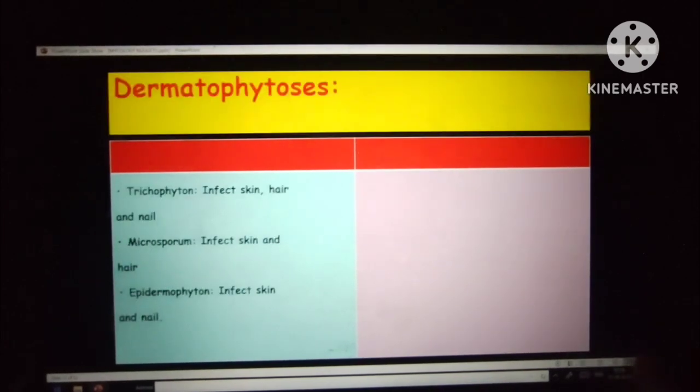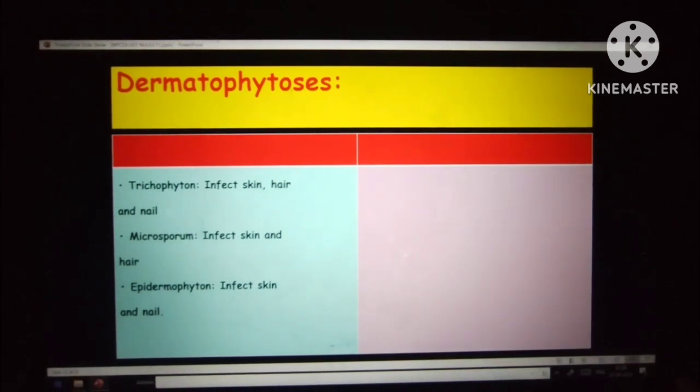So next is dermatophytosis, or dermatophytes. Remember, here we will be dealing with three genera: Trichophyton, Microsporum and Epidermophyton. Trichophyton usually infects three sites, just remember: skin, hair and nail. Whereas for Microsporum, I used to remember it like MSH, the melanocyte stimulating hormone. So M for Microsporum, S for skin and H for hair. Next, Epidermophyton is ESN, it will be affecting our skin and the nails.